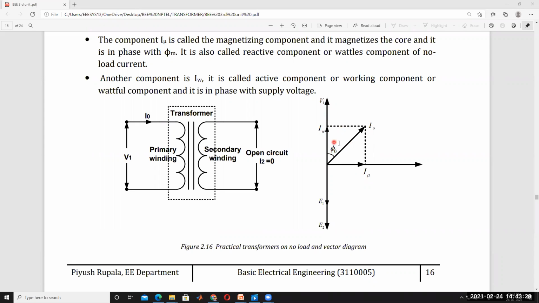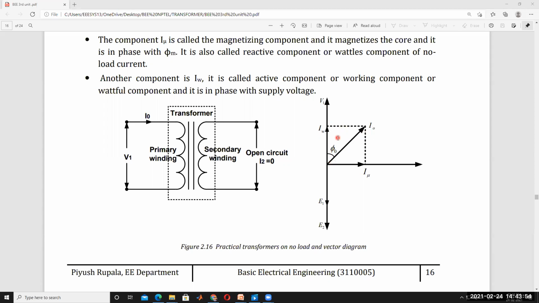This angle is approximately above 60 degrees, that may be 70 or 80. That's why the power factor of the transformer under no load condition is 0.2 to 0.3, below 0.5 only. So the angle between voltage V1 and I naught is above 60 degrees, that may be 70, 80 or 90.